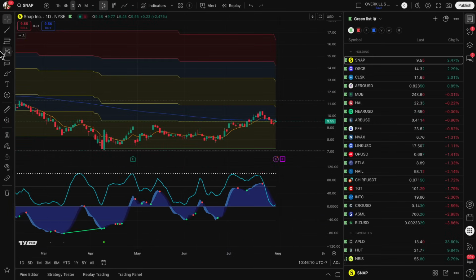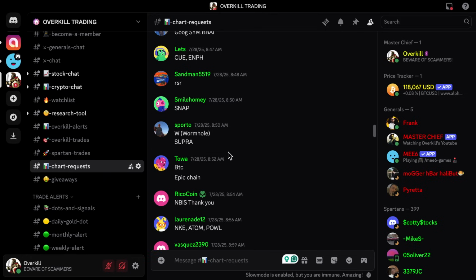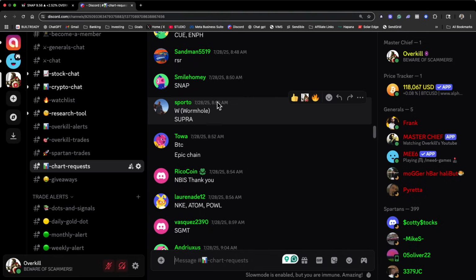I'd be watching for that green dot. I think this looks very, very strong still here above that $9 level. So target on that would be up here between 15 and 16. That's the first target. But this one is in my portfolio, so I like that one a lot with a target of 15 to 16 bucks.